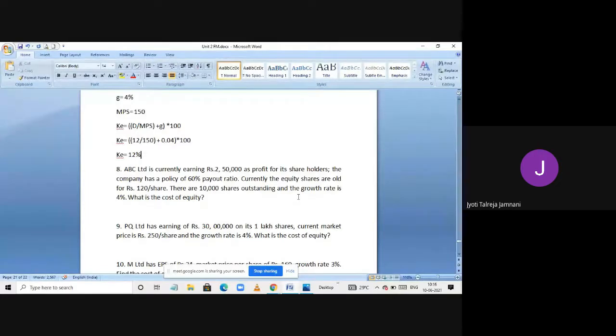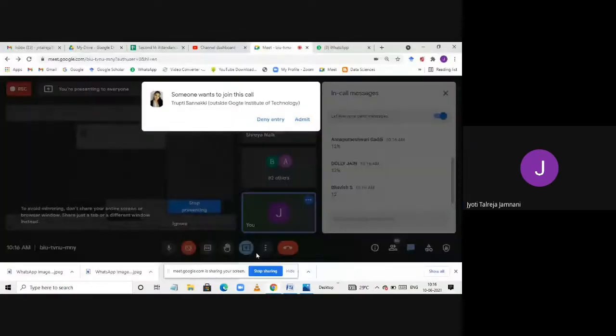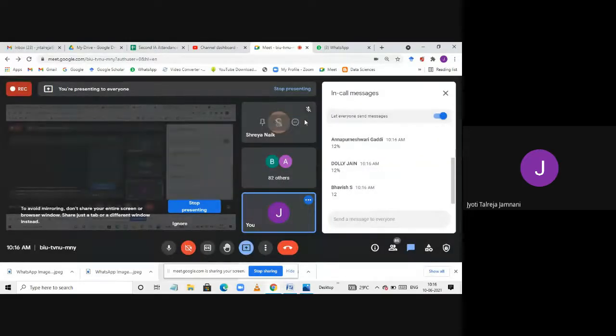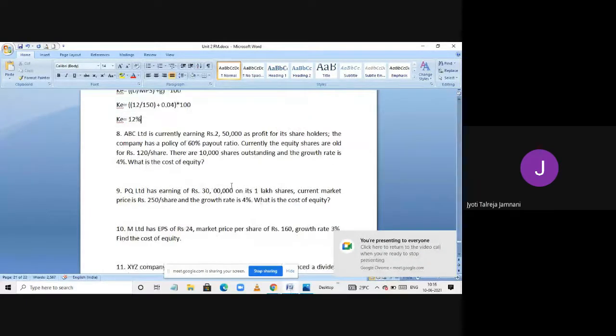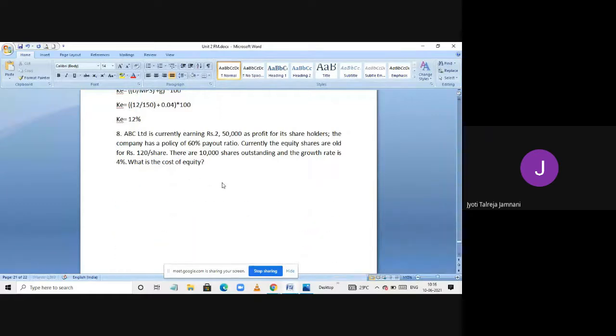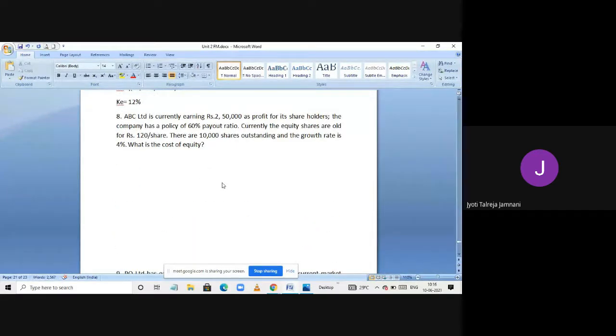ABC Limited is currently earning rupees 2,50,000 as profit for its shareholders. The company has a policy of 60% payout ratio. Currently, the equity shares are sold for rupees 120 per share. There are 10,000 shares outstanding and the growth rate is 4%. What is the cost of equity?